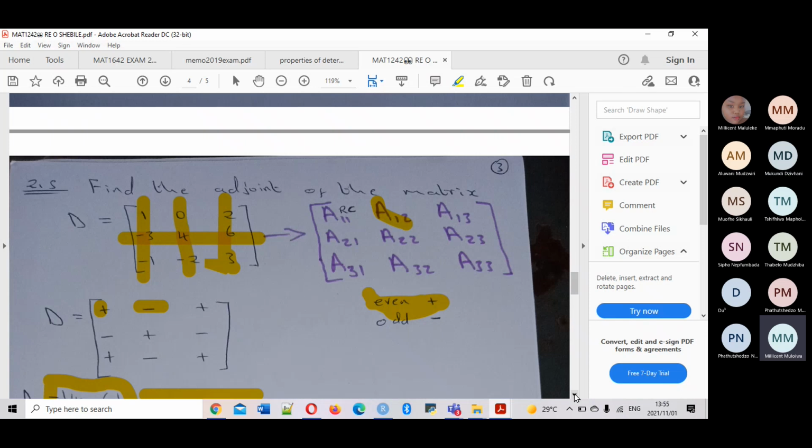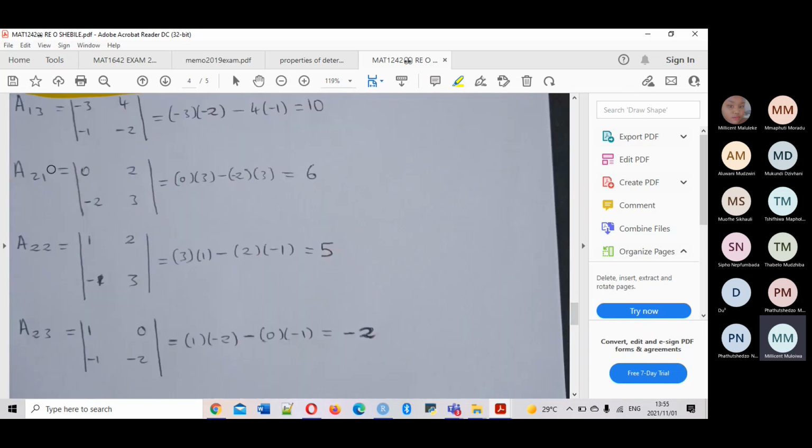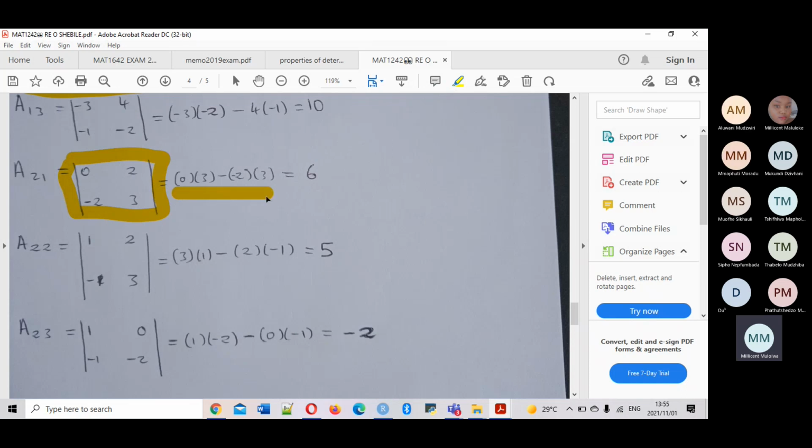Yeah, that's why now here on A21 we're going to have this, and you find the determinant. You find the determinant, and on A22, remember you are going to move your horizontal like this. This is on 2. You are going to copy the number which is here, and here, and here, and here, to find A22.